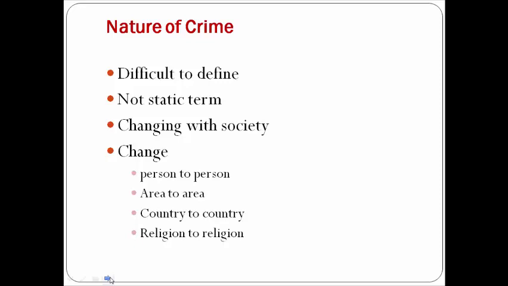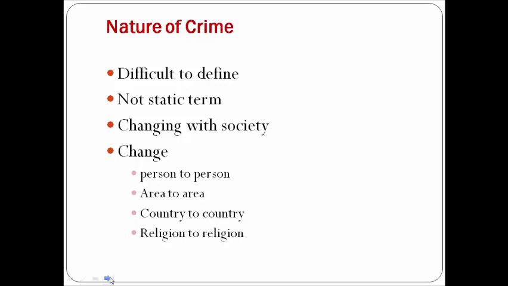Even though the definition given by some of the criminologists is up to some extent proper, it is not applicable to all types of crimes, because crime is not a static concept. It changes with the society, the person, the area, the country, and even from religion to religion. So it is very difficult to define what exactly crime is, because a crime for one person may not be a crime for another. An act which is a crime in one country may not be a crime in another country. Similarly, a crime in a particular religion may not be a crime in another religion. The changing nature of the concept makes it difficult to define what exactly crime is.